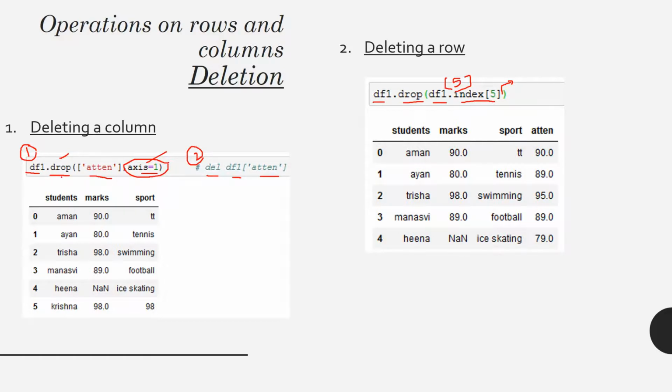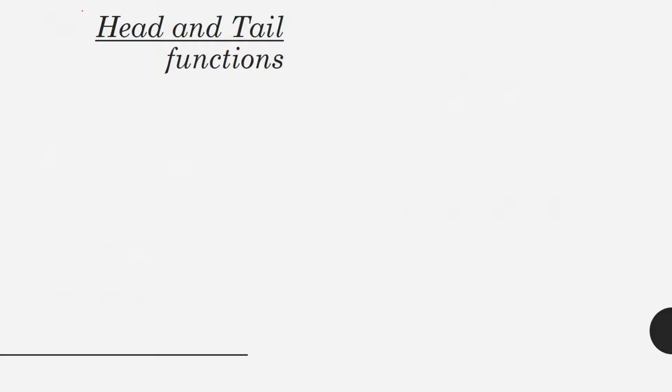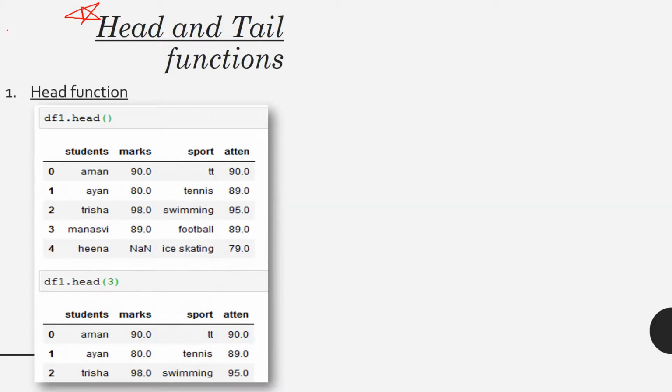Now moving on towards our next functions, head and tail functions. These are very important functions in case of the pandas library, and we have learned them in the series also. The first one is our head function. What is the purpose of the head function? It fetches the first n rows of a pandas series or data frame.